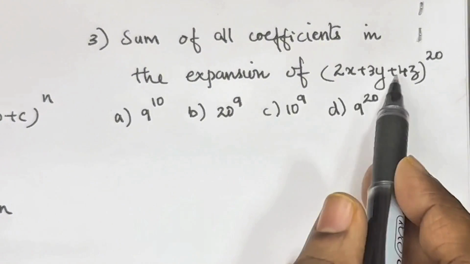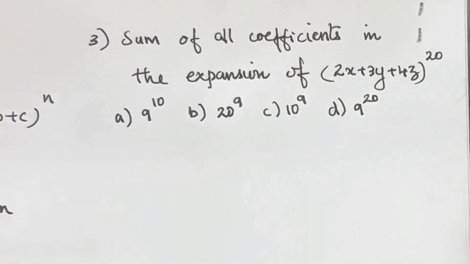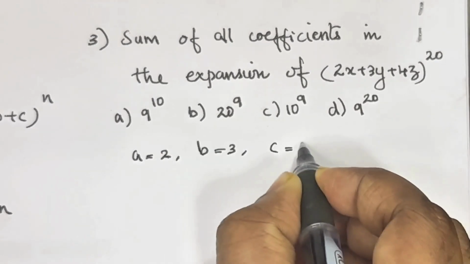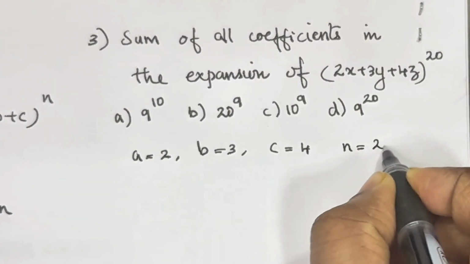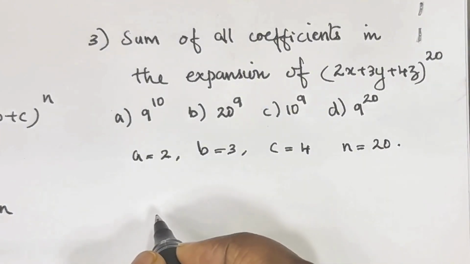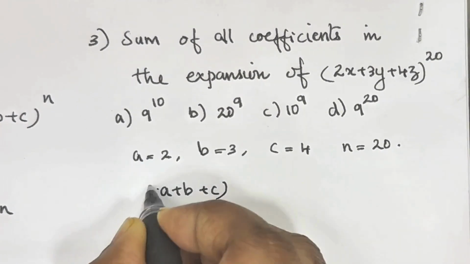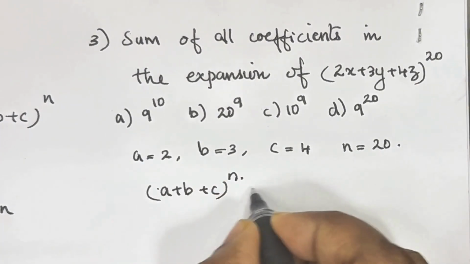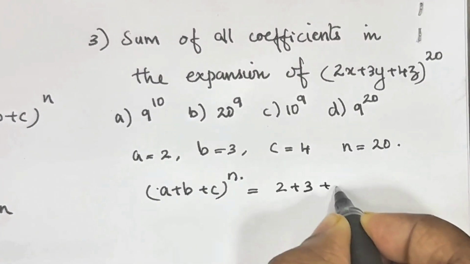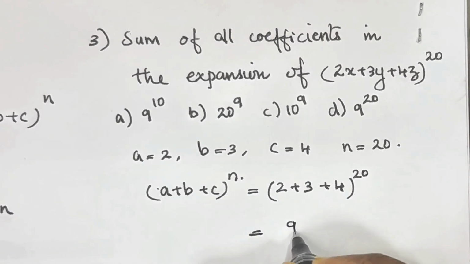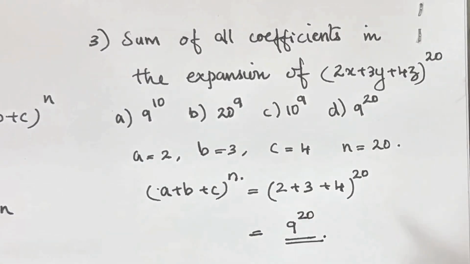Third question. Sum of all the coefficients in the expansion of (2x + 3y + 4z)^20. So here a is equal to 2, b is equal to 3 and c is equal to 4, and n is equal to 20. Now to find the sum of all the coefficients of this expansion, we just need to calculate (a + b + c)^n. That is equal to (2 + 3 + 4)^20. 2 plus 3 plus 4 is 9, so 9^20. That is, option number D will be the correct answer.